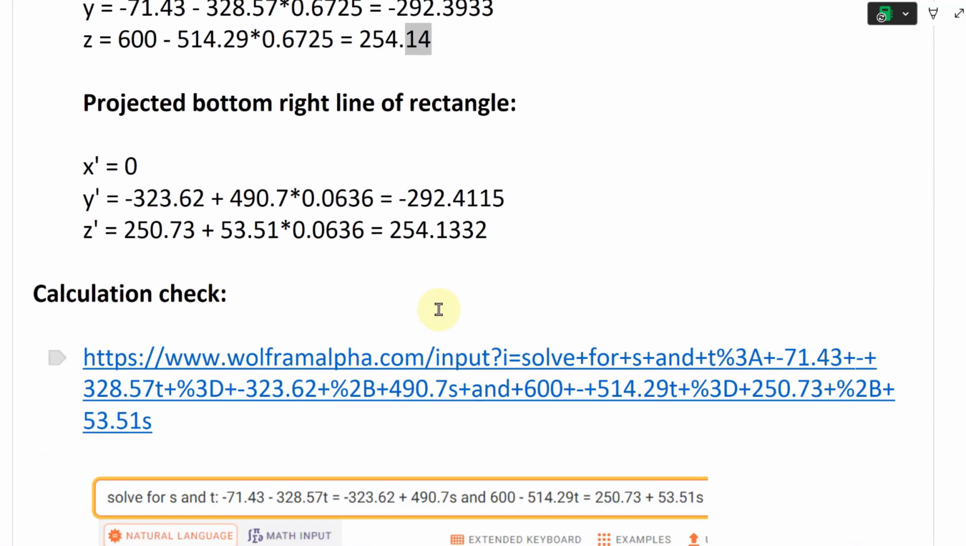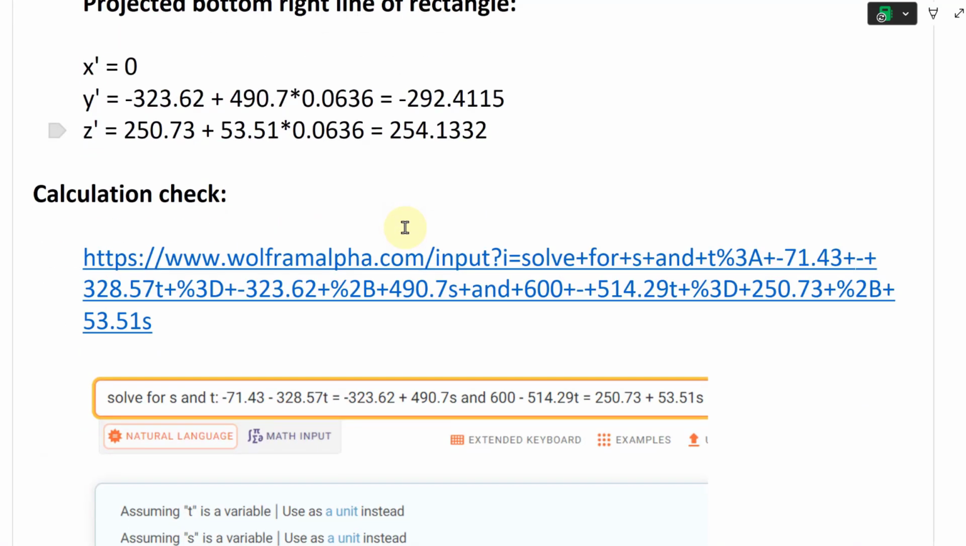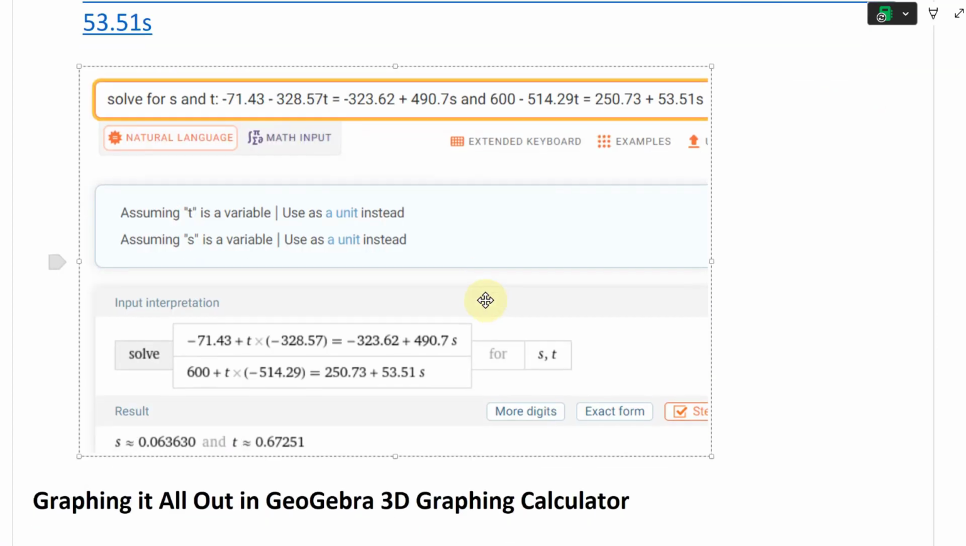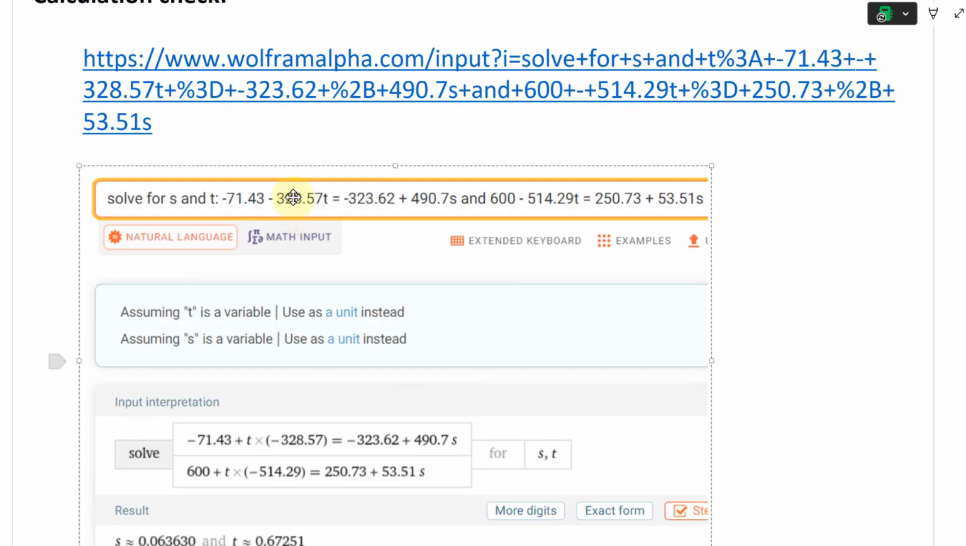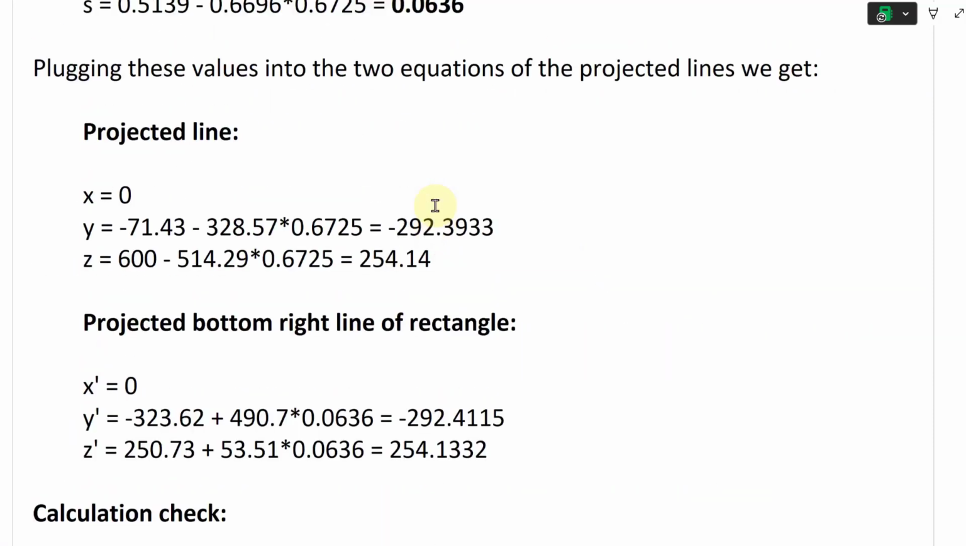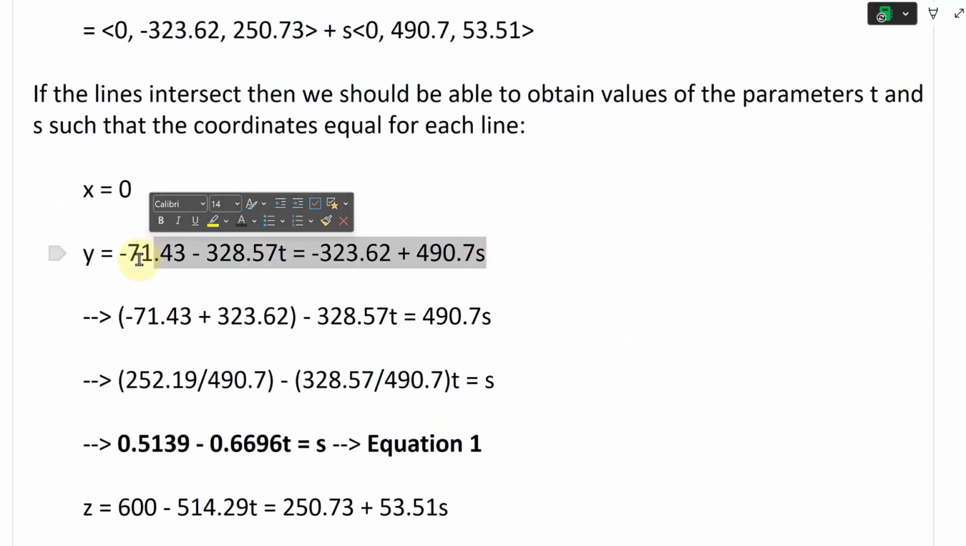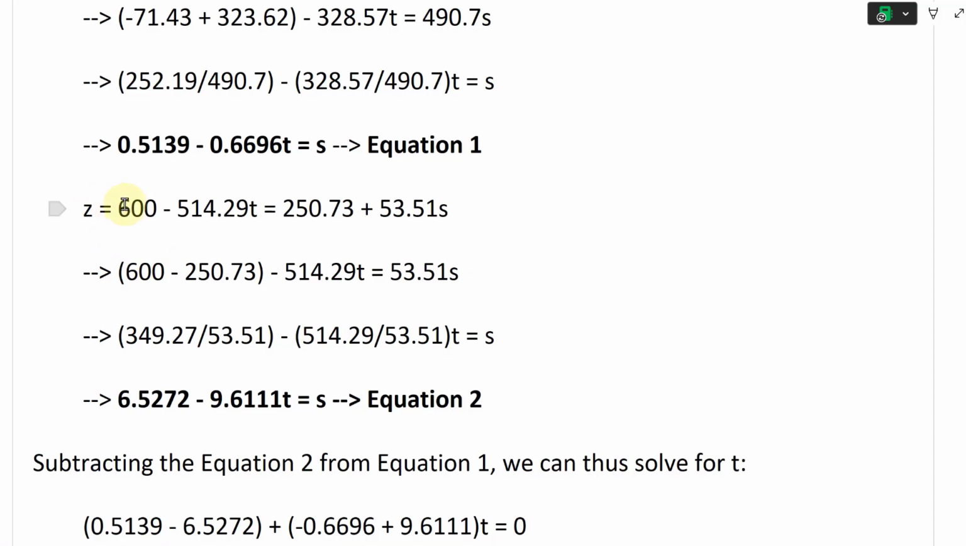Again, there's some rounding errors, but yes, it's almost identical. But then you can do a calculation check with Wolfram Alpha, and you can literally just type in, solve for two variables now instead of just one. So solve for s and t: negative 71.43 minus 328.57 t equals negative 323.62 plus 490.7 s, and that is this first equation set up here. So you can plug that one in, and this one.